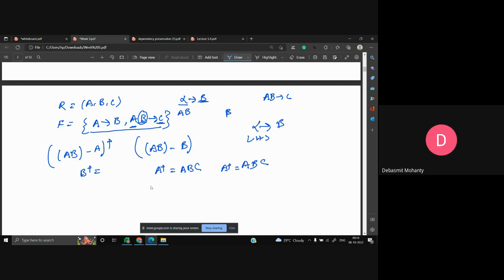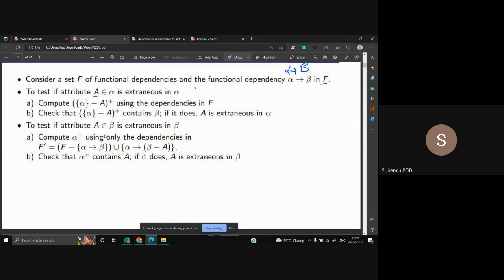Why would we get A plus as AB? Because from A we determine B, right? Oh, yeah. Okay, got it. So everyone is clear with how to find an extraneous attribute on the left hand side? Now we'll see the right hand side: how to test whether an extraneous attribute is present on the right hand side or not.